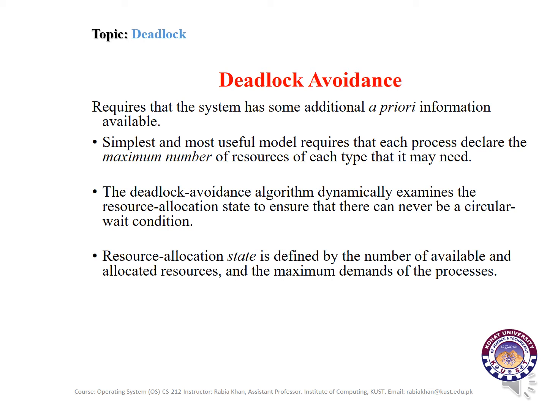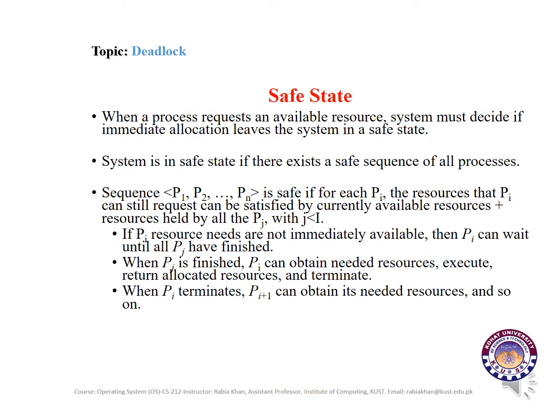Resource allocation state is defined by the number of available and allocated resources and the maximum demand of all the processes. This information will be required for the deadlock avoidance algorithm. Now we need to define safe and unsafe state for the resource allocation and differentiate between the two states.